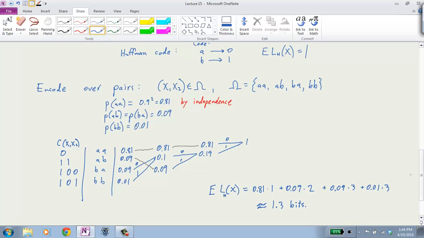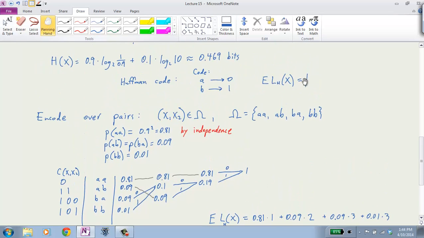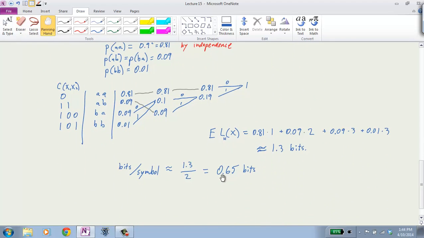Somewhat exciting? Well, it is good because now we've encoded 2 letters at a time. If you want to compare fairly, we should be comparing how many bits we used divided by the number of symbols that we encoded. So bits per symbol approximately equals 1.3 over 2, whoops, not over n, over 2, equals 0.65 bits. So this is indeed better, because before we had 1, and now we can get down to an average of 0.65 bits.